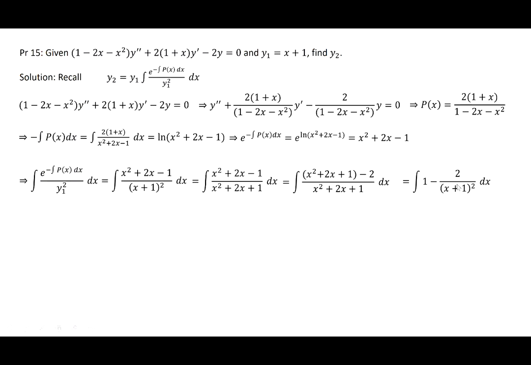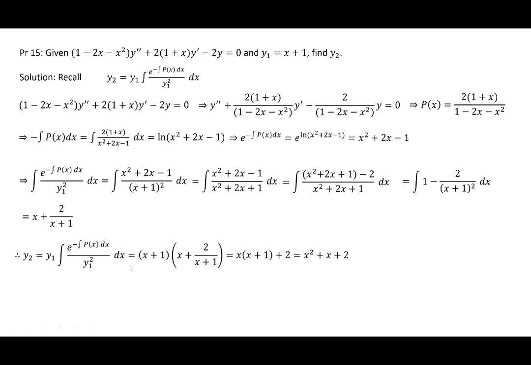So the integral of 1 is simply x, and the integral of negative 2 over x plus 1 squared turns out to be 2 over x plus 1. So x plus 2 over x plus 1. And so we have x plus 1 times 2, that reduces to this, and the whole thing is x squared plus x plus 2 over x plus 1. Isn't that interesting? That's a very interesting problem.